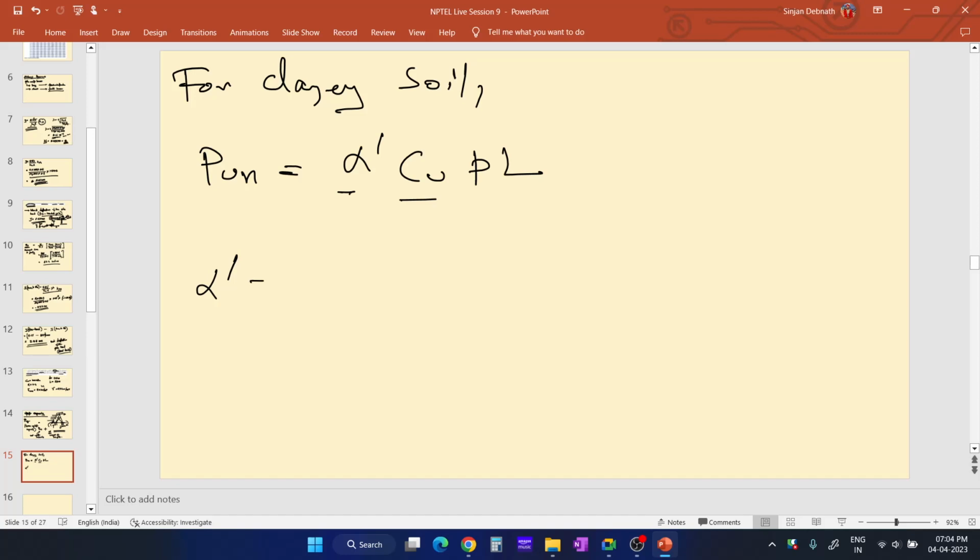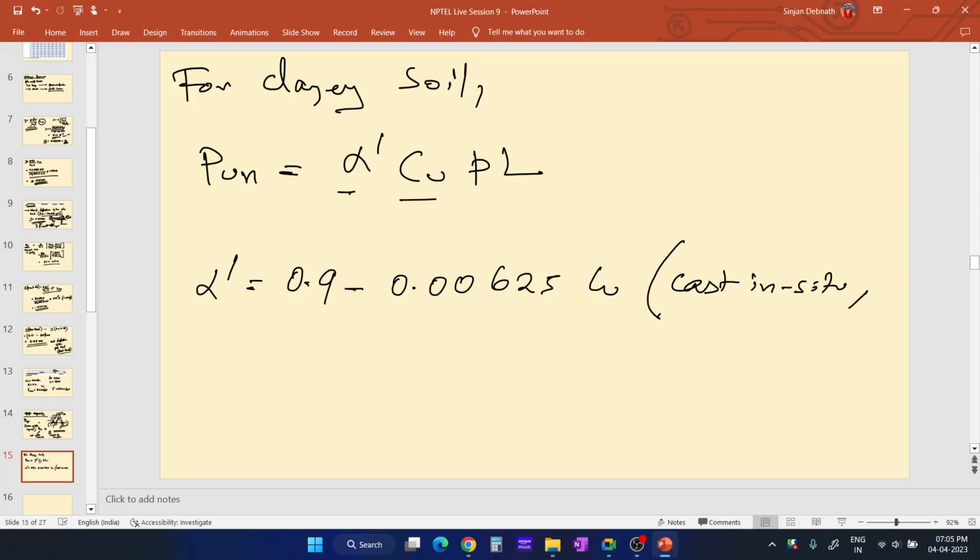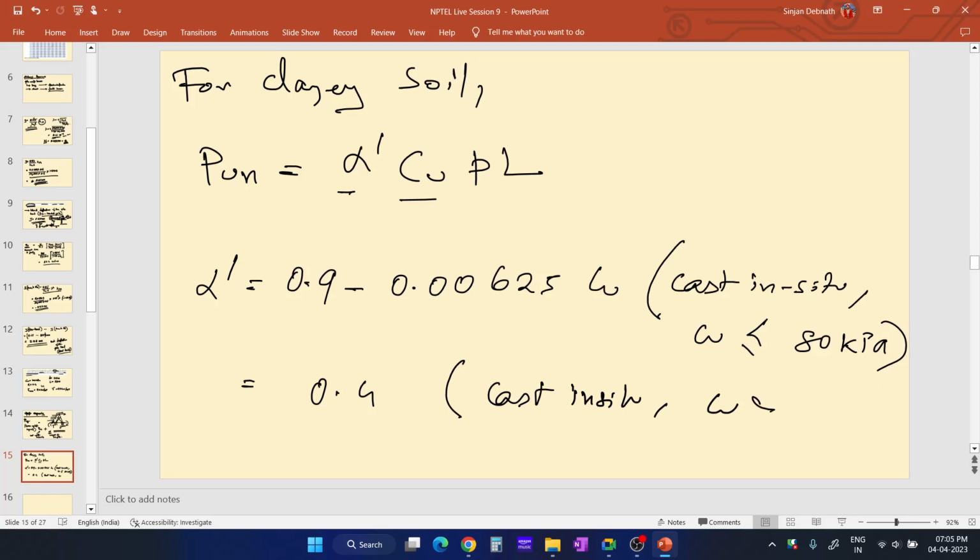So alpha dash is equal to 0.9 minus 0.00625 CU. This one is for cast in situ pile, where the undrained cohesion of the soil in which the pile is installed should be less than 80 kPa. And there is another equation, where alpha dash is equal to 0.4. In this particular case, it is also a cast in situ pile, but the undrained cohesion here is greater than 80 kPa.